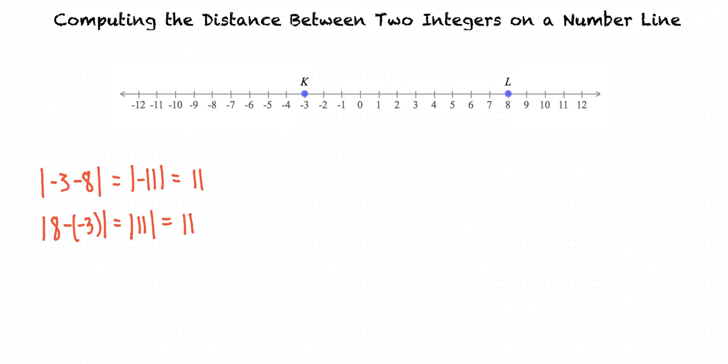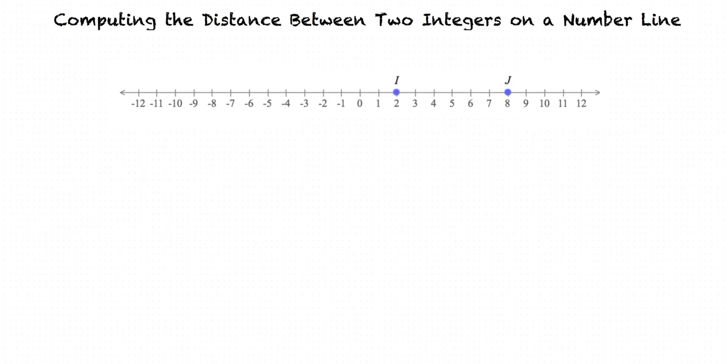That's right. Why don't you try computing the distance between the next 2 points? Well, I see point I is at 2 on the number line and point J is at 8. This means we can find the distance between the 2 points by finding the absolute value of the difference between 2 and 8. 2 minus 8 equals -6, and the absolute value of -6 is 6. So that means the distance between 2 and 8 is 6.